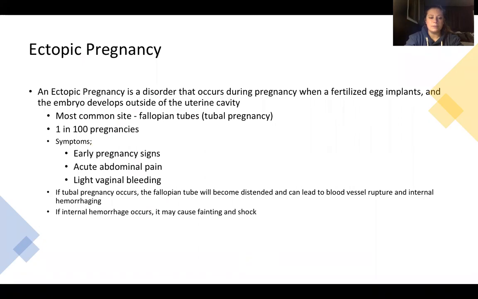Some of the signs and symptoms include any early pregnancy signs or symptoms, which could include morning sickness or a missed period. Some other symptoms include acute abdominal pain and light vaginal bleeding. If tubal pregnancy occurs, the fallopian tube that the egg is implanted on will become distended and can lead to blood vessel rupture and internal hemorrhage. And if this happens, then it may cause fainting and shock to the mother.